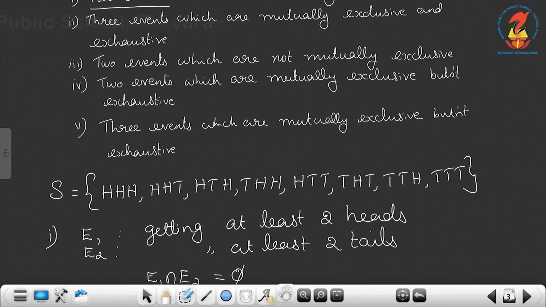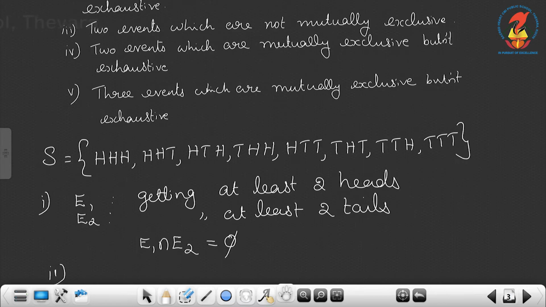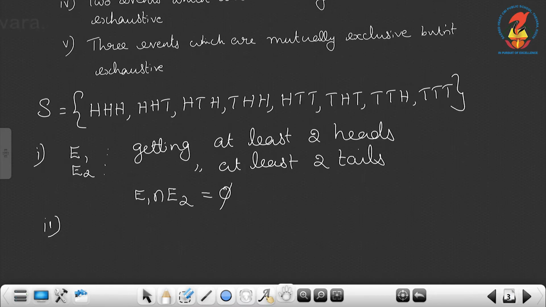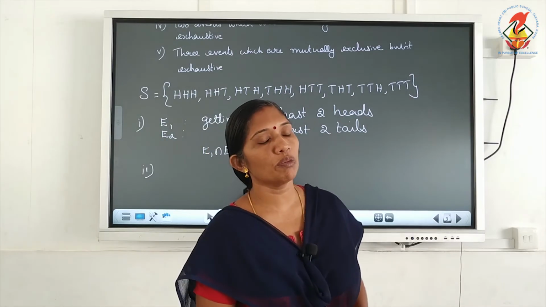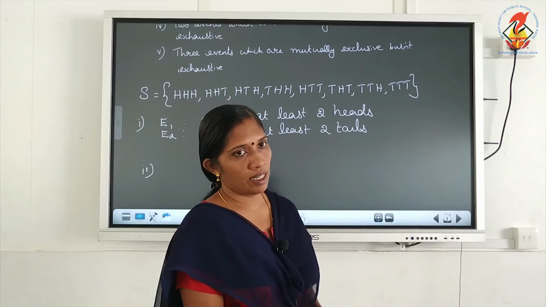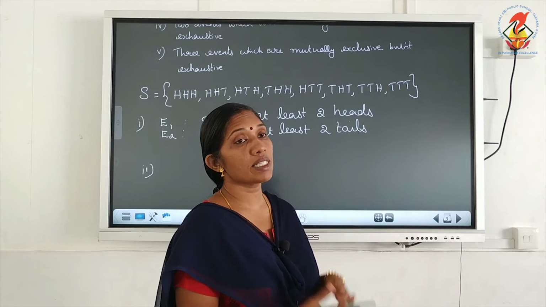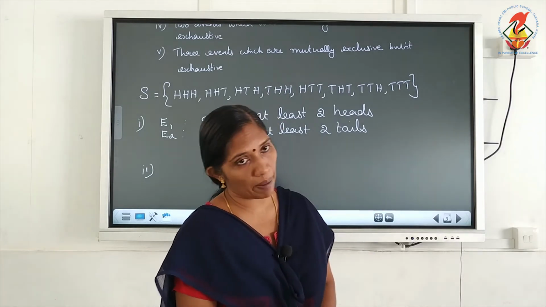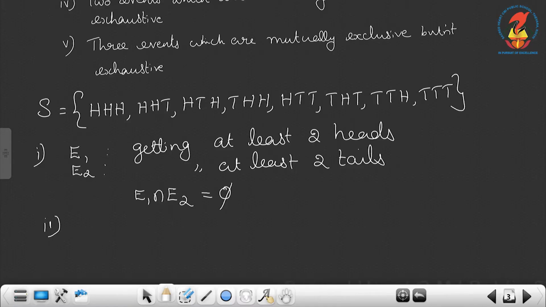3 events which are mutually exclusive and exhaustive. Mutually exclusive means the intersection is the null set. And exhaustive means their union must be the sample space. So in that way you have to define. So here we need 3 events, E1, E2 and E3.